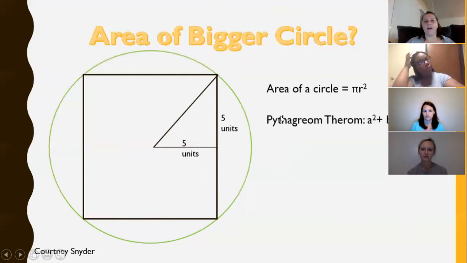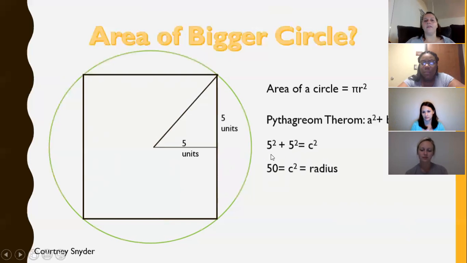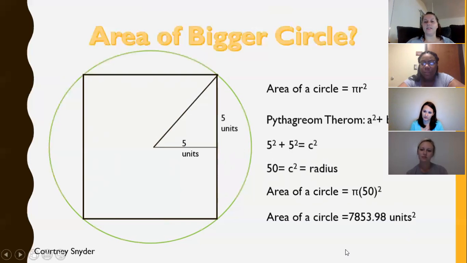So we plug the 5 into the a and the b, and the c is this long line over here, or the hypotenuse of the triangle that we're wanting to figure out. So when we plug it in, we'll get 5 squared plus 5 squared equals c squared, which would be 25 plus 25. So our radius of this big circle would be 50. And then we would just plug it back into our formula for the area of a circle, which is pi times 50 squared. And it would come out to 7,853.98 units squared.